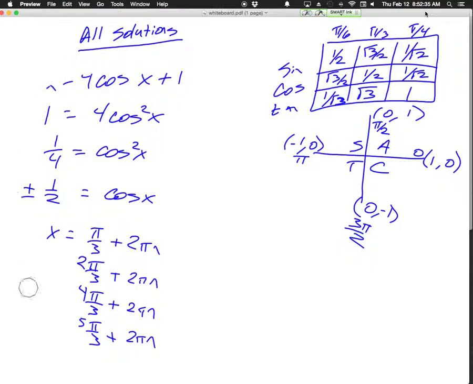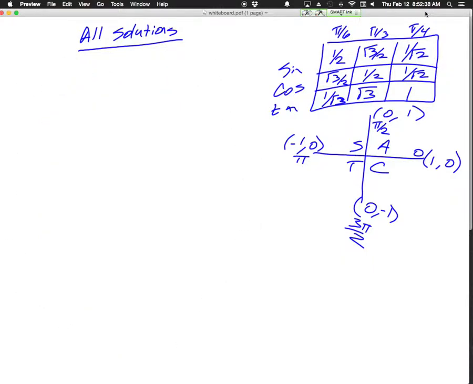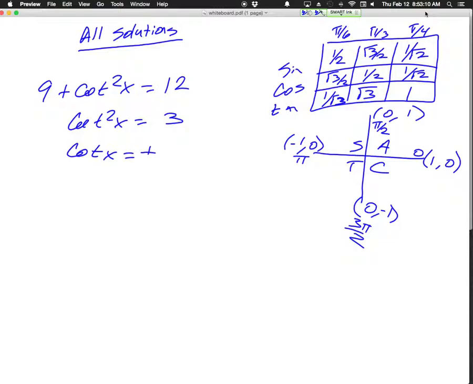All right, one more with all solutions. 9 plus cotangent squared equals 12. Subtract 9, so I get cotangent squared equals 3. So the cotangent, don't forget, is plus or minus the square root of 3.